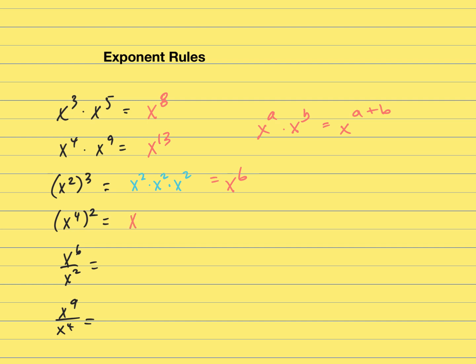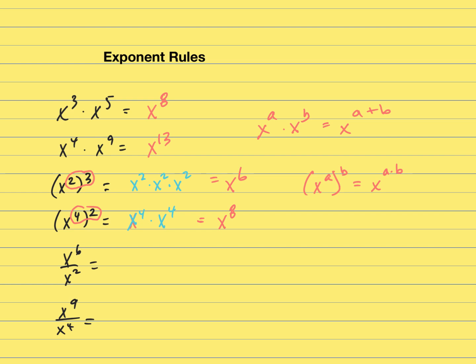Here we have x to the 4th squared. We've got 2 x to the 4ths multiplied together for a total of 8 x's multiplied together. Please notice what we did, or what it appeared that we did, was simply multiplied those powers. If we have x to the a all raised to the b, we do x to the a times b, because we're simply figuring out, okay, there were a x's and b number of times, so that's why we multiply.